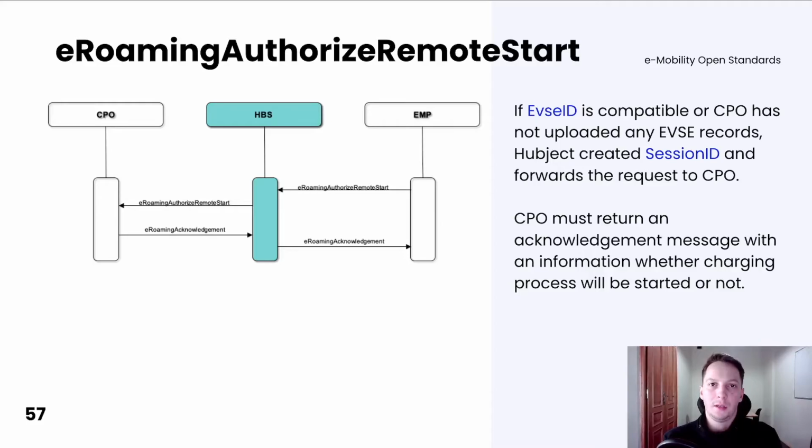If ev-cpo ID is Hubject compatible, or CPO has not uploaded any ev-cpo records yet, we cannot tell for sure that given CPO is or isn't the owner of given ev-cpo. In that case, Hubject will generate session ID and forward the request to CPO. CPO must return an acknowledgement with information whether he is the owner of ev-cpo and if charging process can be started or not.